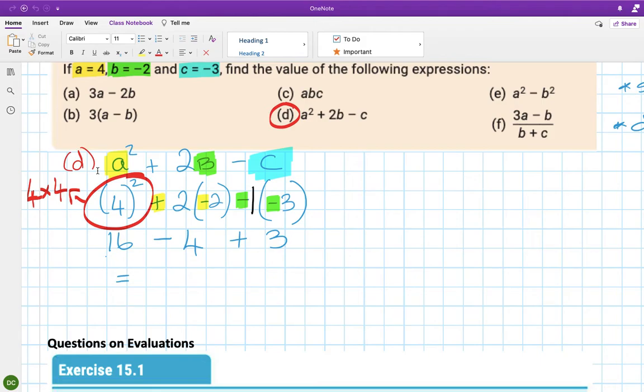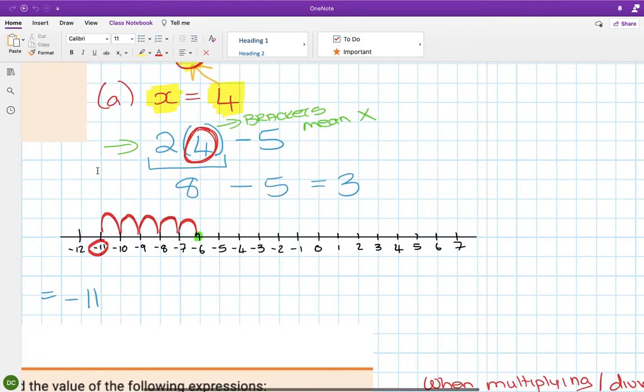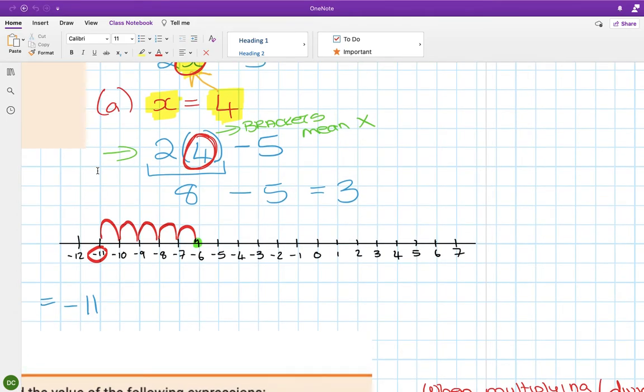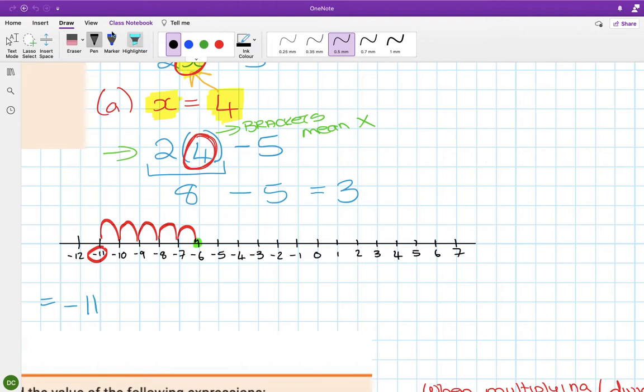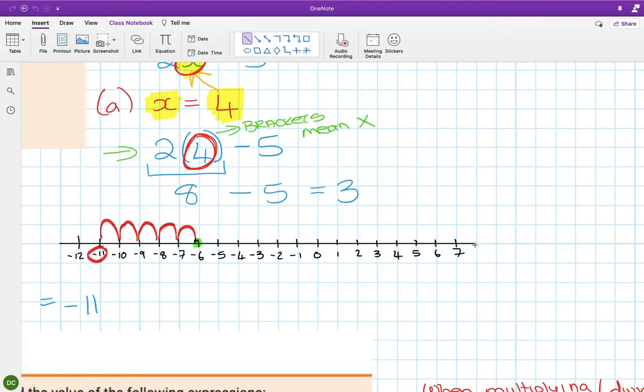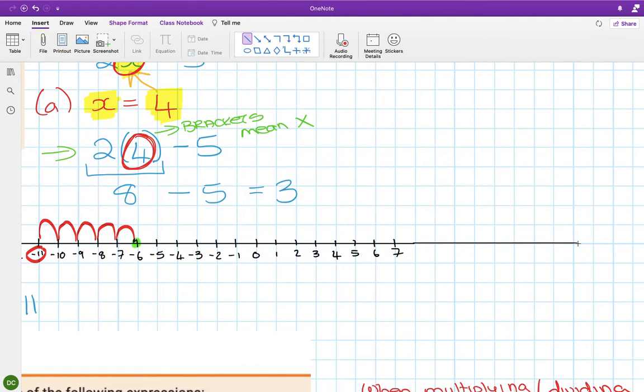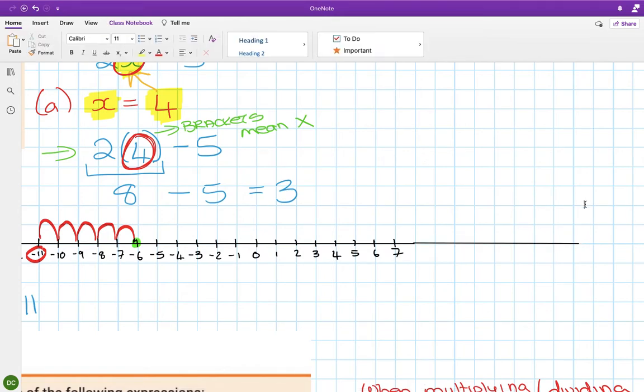So 16, where's my number line? Can I have enough for this 16? No. We'll extend it. Insert a line. 8, 9, 10, 11, 12, 13, 14. I think about there should do it. So 8, 9, 10, 11, 12, 13, 14, 15, 16.